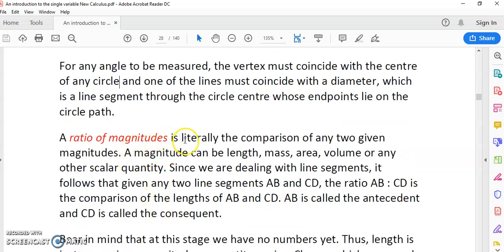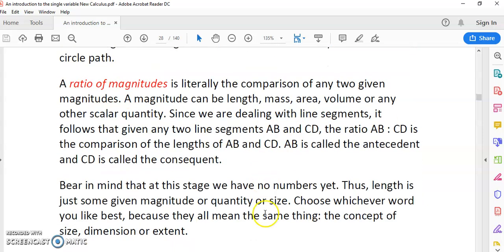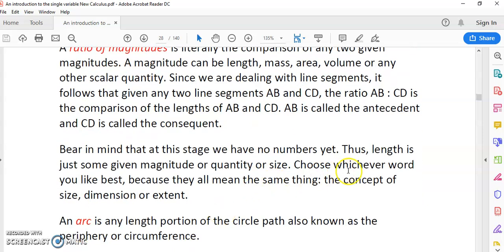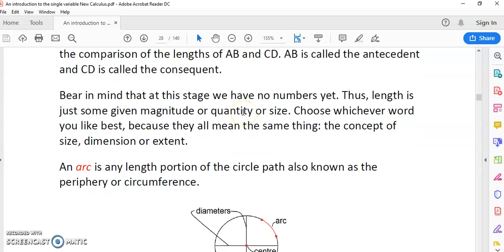And what that means is it's literally the comparison of any two given distances or any two given magnitudes. And since we are dealing with line segments, it's appropriate to talk about AB and CD being distances, where A and B are the names of the points, okay? So we'll note here now that we don't yet have numbers. So we're not going to talk about ratios of anything but magnitudes, okay?